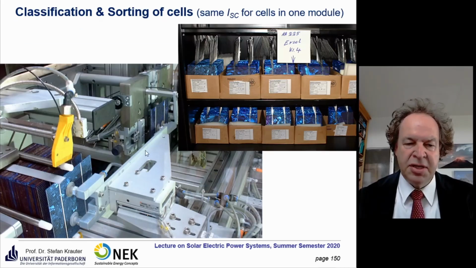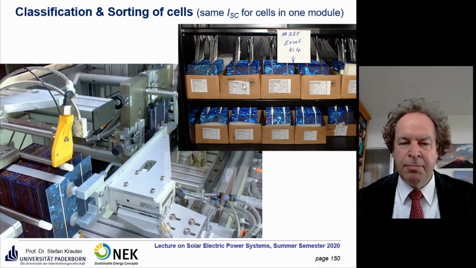Here you see just the cells, as I mentioned already. They are sorted into different boxes to put together a single module, because they should always have about not the same power, but at least the same current, because the entire current goes through each cell, and if you have cells with different currents, they may block the performance of the entire module.